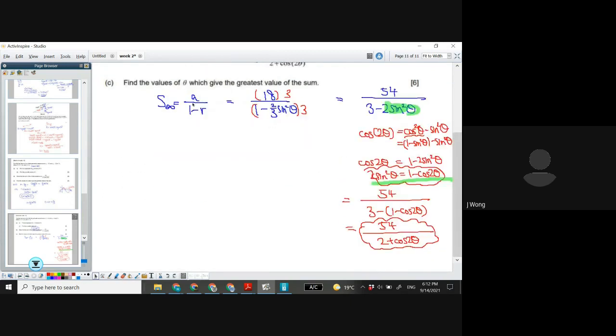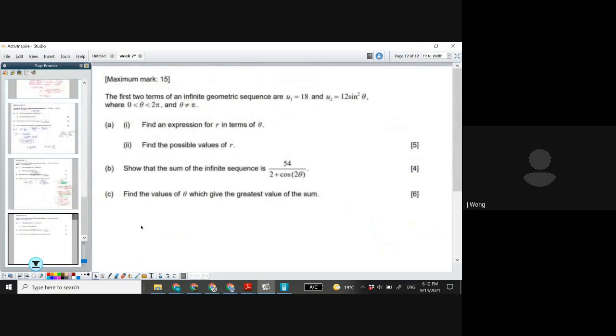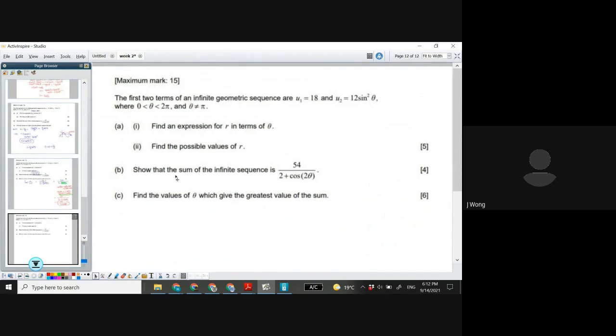Now, building up with what we've learned in part B, they want us, based on this infinite sum, to suggest the value of theta so that the sum will always be the largest. This is actually the part which caught my eye. That's why I want to let you guys do it. I'll let you guys experience it. Later on in this year, you're going to learn some differentiation skills.